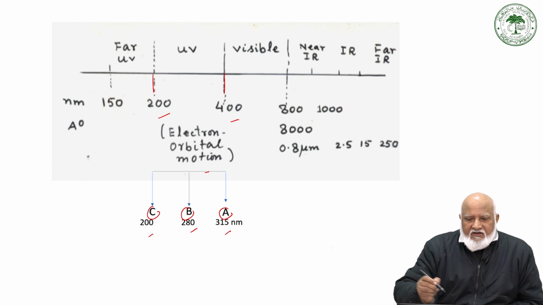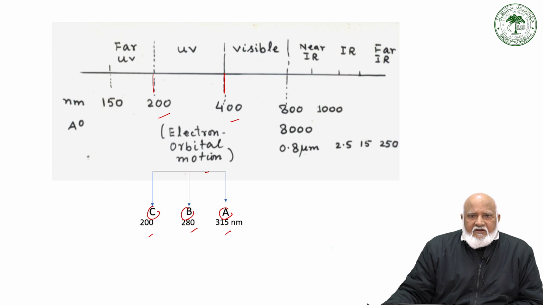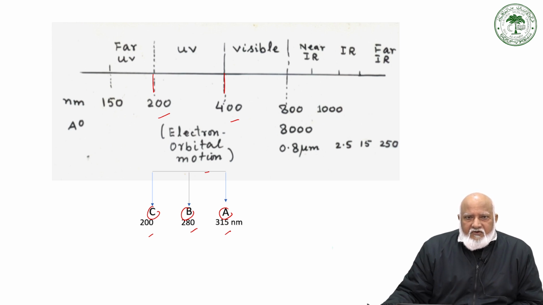So when we shine UV light on a molecule, it undergoes electronic excitation. What are the different types of excitation? n to pi star, pi to pi star, and sigma to sigma star. It is also important to note that when we shine UV light ranging from 200 to 400 nanometer, how much amount of energy in terms of kilocalorie per mole you are giving to a molecule.